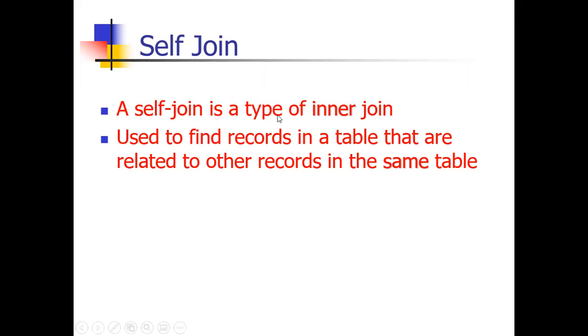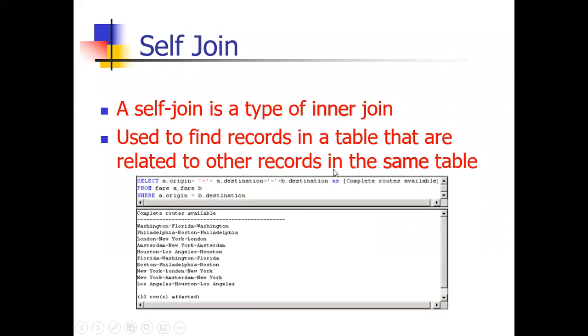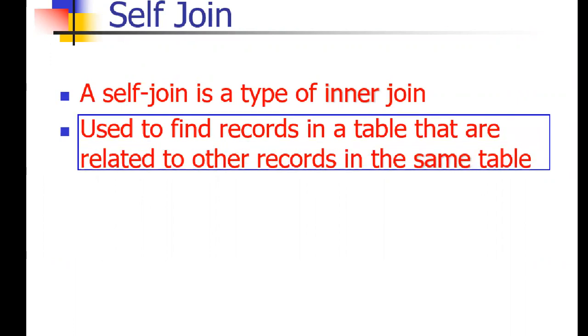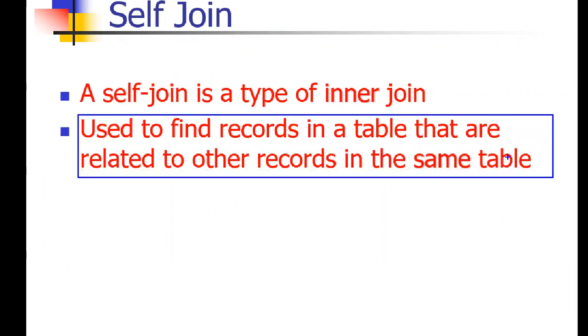A self-join is a type of join. It can be an outer join, inner join, or anything. It is used to find the records in a table that are related to other records in the same table. So I can say it can be inner join or outer join. Within the same table itself, the relationship is being created.